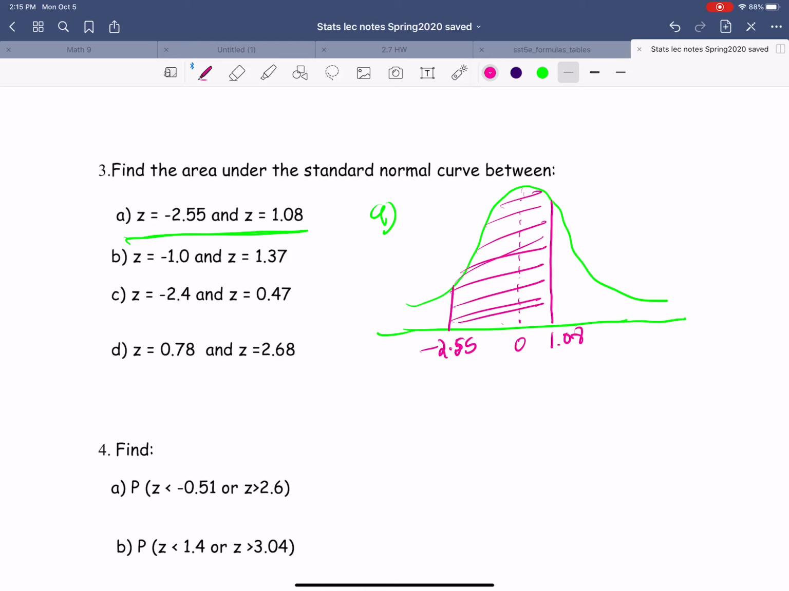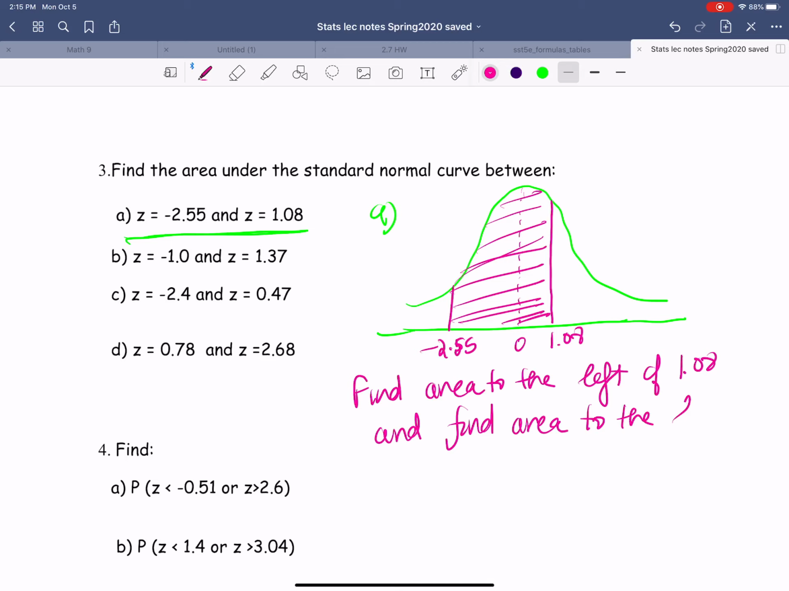Now my table does not give me area in between, but what I can do is find area to the left of 1.08 and find area to the left of negative 2.55 and subtract those two areas because they will give me the difference. They will give me the in-between area. Because look at all the area we have to the left of 1.08. The area to the left of 1.08 is all this yellow area.